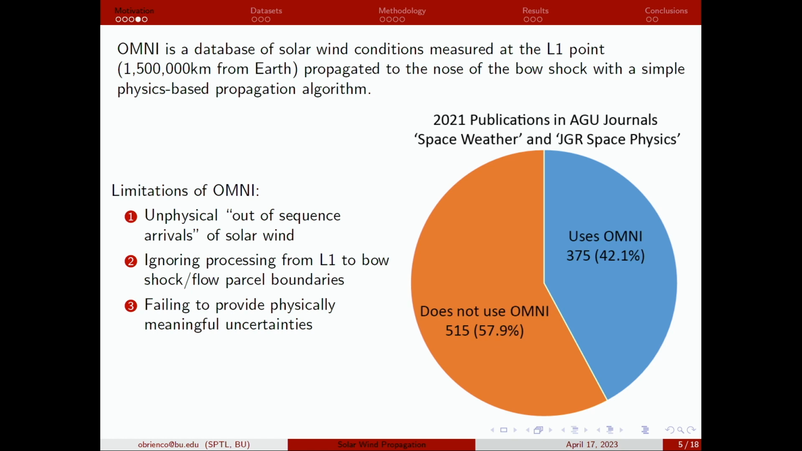It's almost 20 years old at this point, and those limitations include the fact that the physics that they use in their propagation algorithm break down when, say, a fast solar wind stream overtakes a slow solar wind stream. The algorithm breaks down at that point. We know there's all sorts of physics that goes on in that interaction, but they sort of come to the bow shock as is. In addition, the Omni dataset has a notable limitation where it does not include physically meaningful uncertainties on its values, which we know are of the utmost importance for space weather forecasting and prediction.